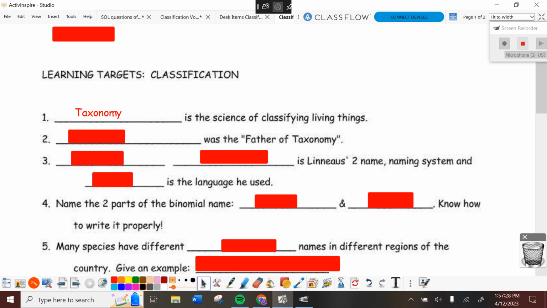Where can we find the vocabulary words? They were what we did last class in our notes. So we're on the blue sheet now. We're reviewing what our vocab was last time.